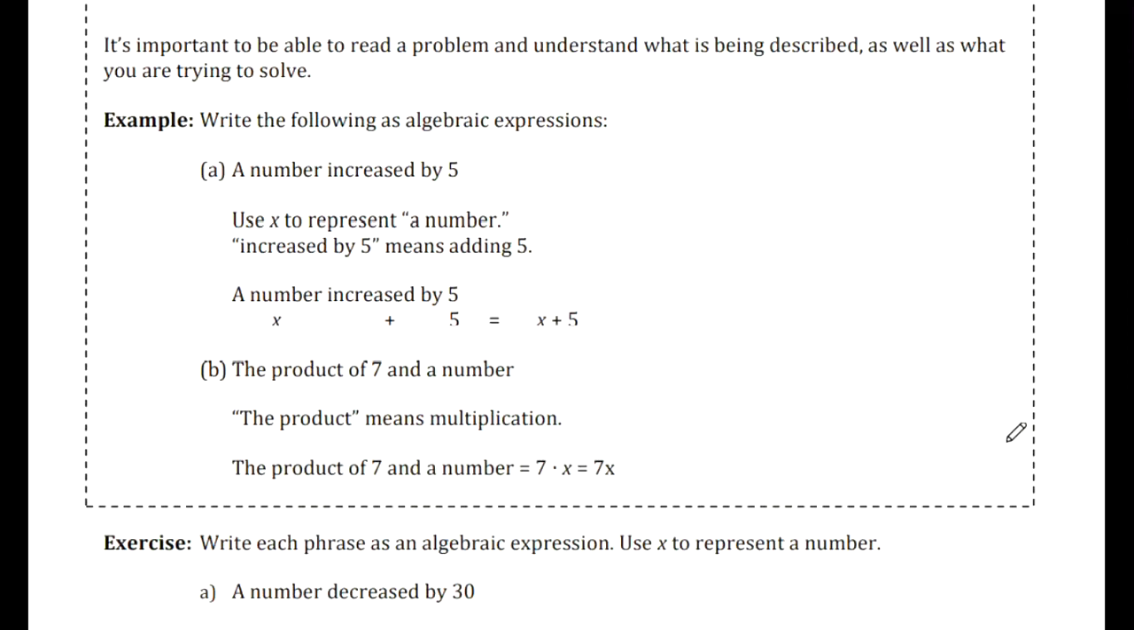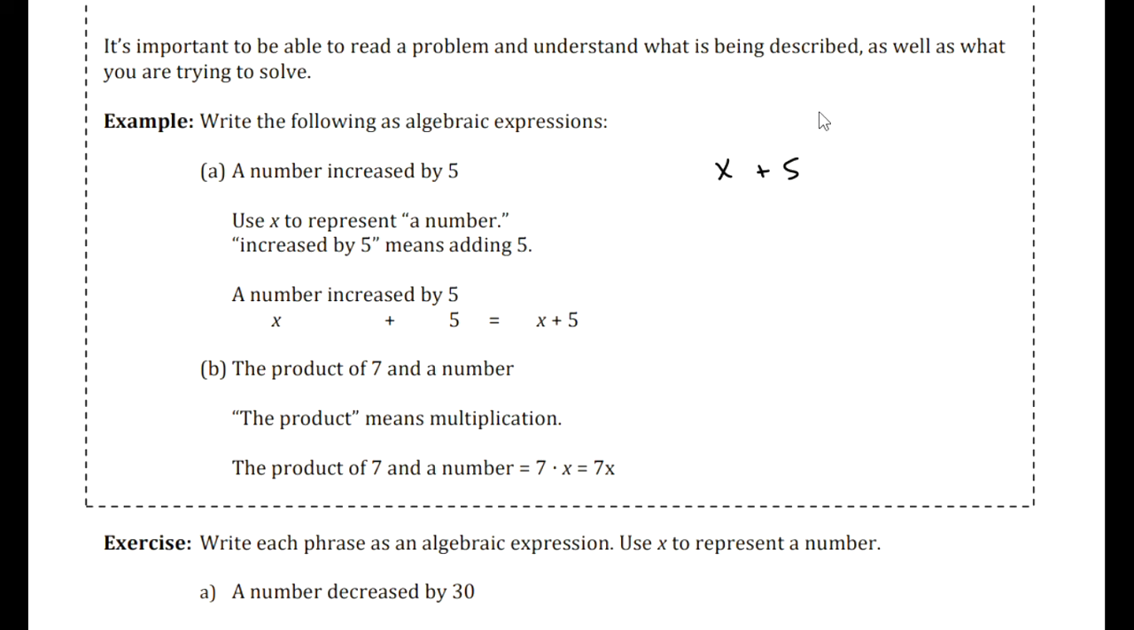The next step is to be able to write our own algebraic expressions. So in example A here, we have a number increased by 5. So a number, it's an unknown number. So that's where we'll have a variable. Typically that variable will be x. So increased is addition, and it's being increased by 5. So we have our own expression here that we've created, x plus 5.